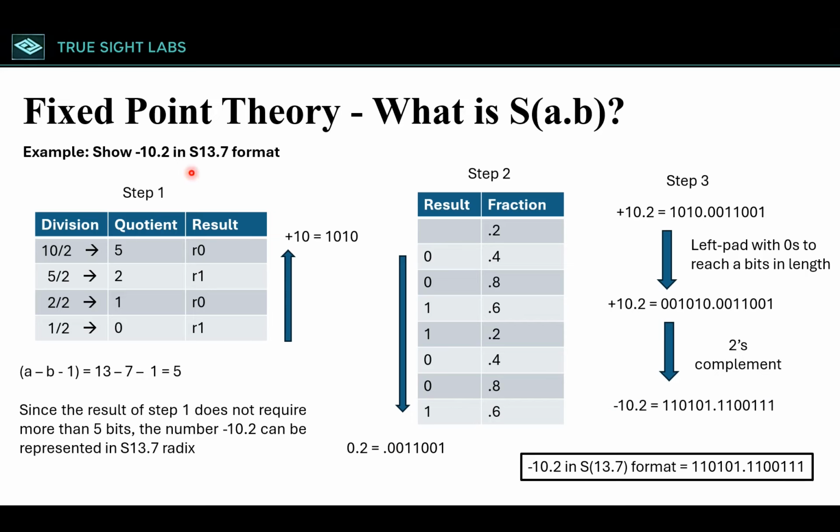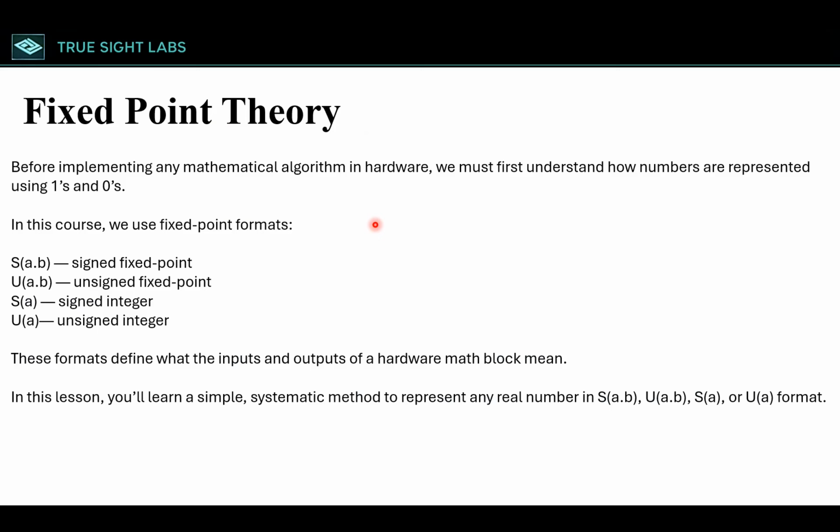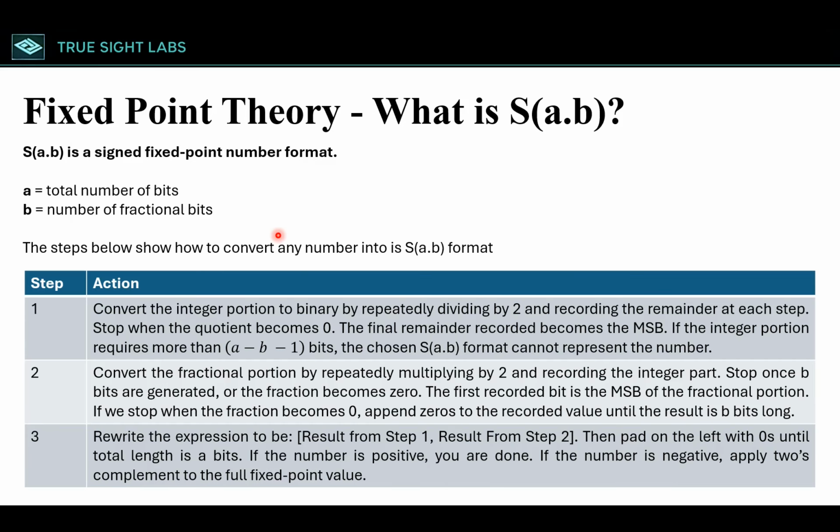Then, because it was -10.2, we do the 2's complement to get this value. So then here at the bottom, we have our final value. So this example here is how you use this table of steps to successfully convert -10.2 into its SA.B format.